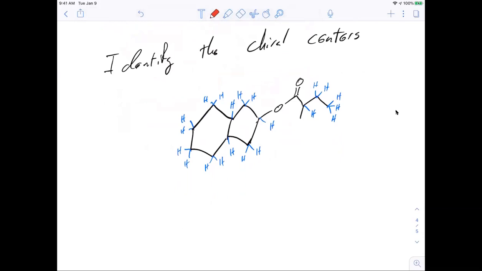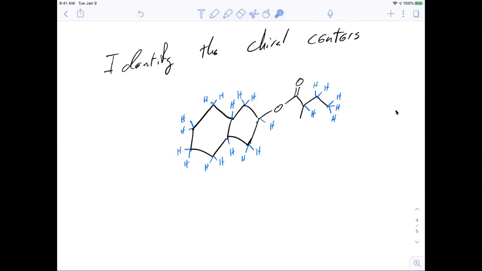So let's take a look at this one right here. Two hydrogens, two hydrogens, two hydrogens, two hydrogens, no chiral centers. Here, it only has one hydrogen. So then what we need to do is look at the other things that are attached. We can go here and here. These two both have CH2s, but this one only has a CH. So therefore I know this one is different than these two.